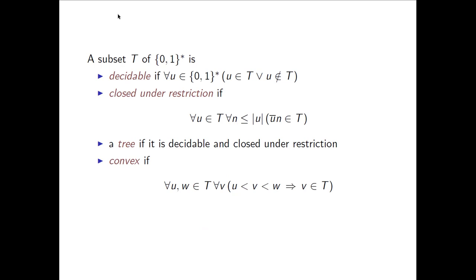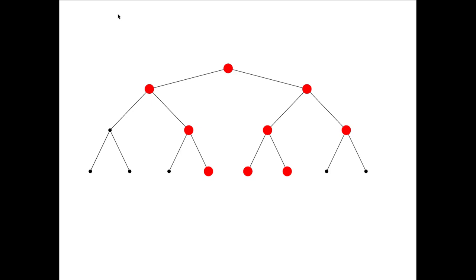So then we have the usual WKL notions. We have decidability as a property of a subset of {0,1}*, just saying membership is decidable. We have closed under restriction. Tree means decidable and closed under restriction. And now convex. Convex means I have three elements in that relation, so in particular all of them have the same length. If the outer ones are in T, then the one in the middle must also be in T. That's the convex tree. So if something is in the tree, then everything in between is in the tree. So the labels are intervals in a sense.